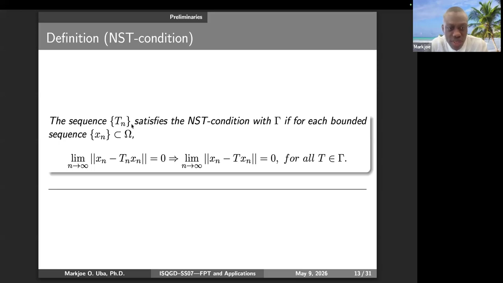We say that a sequence Tn will satisfy this NST condition with this set if for each bounded sequence, we pick a bounded sequence, and then we take the difference between this bounded sequence and Tn of that bounded sequence. So if the norm goes to 0, it implies that also this limit is 0 for all T, then we say that that sequence Tn satisfies the NST condition.